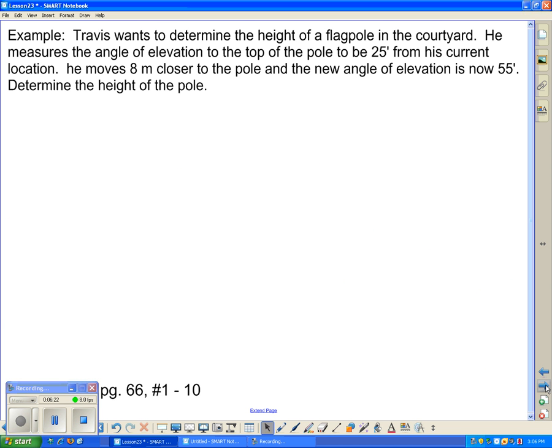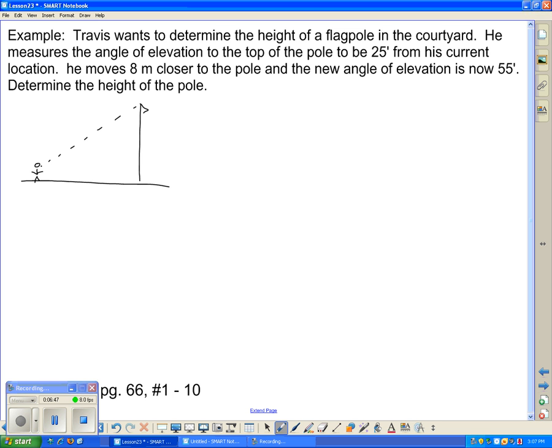Second example I have, I don't know if it's really a 3D problem, but it did fall in a couple of the examples, so I am going to give you an example of it. So Travis wants to determine the height of a flagpole in the courtyard. He measures the angle of elevation to the top of the pole to be 25 degrees from his current location. So here's the flagpole. Here's Travis.